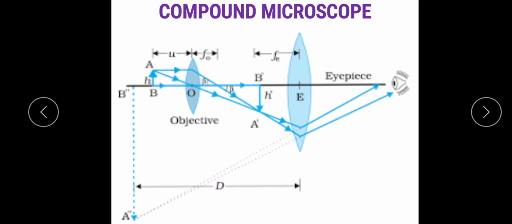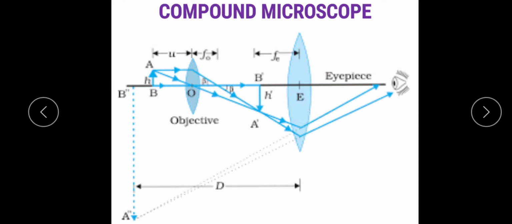The objective forms an enlarged image. See, this is the object, and its image is formed here. This image is A'B', which is enlarged, meaning its size is increased, and a real but inverted image is formed. This A'B' acts as an object for the eyepiece.